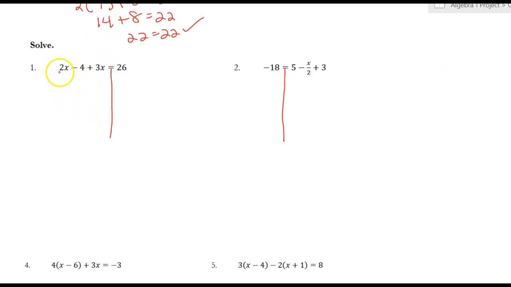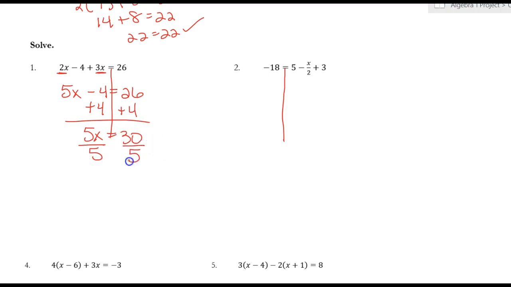Okay, so for this one, you should have put the 2x with the 3x, which gives me 5x. Bring down a minus 4, don't forget the minus, equals 26. And now I'm going to add 4 to both sides. And so you get 5x is 30. And then I'm going to divide by 5. So x is 6. Okay.